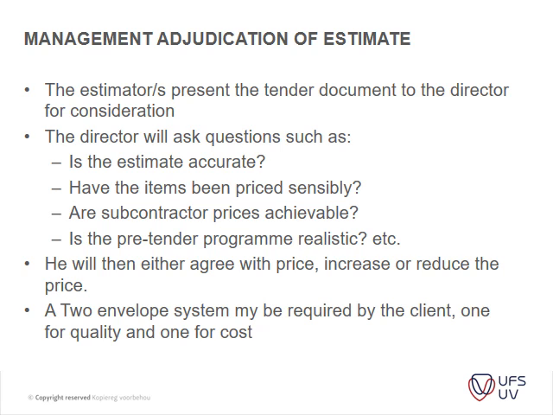Okay, then management adjudication of the estimate. The estimator presents the tender document to the director. Then the director will ask a couple of questions. Is this estimate accurate? Have the items been priced sensibly? Are subcontractor prices achievable? Is the pre-tender program realistic? And then he will either agree with the price or increase or reduce it. A two-envelope system may be required by the client, one for quality and one for cost. The main thing is this is just the final step before you actually submit your tender.